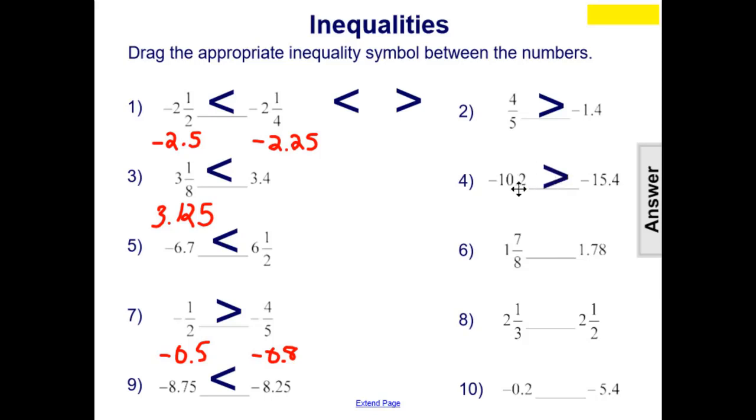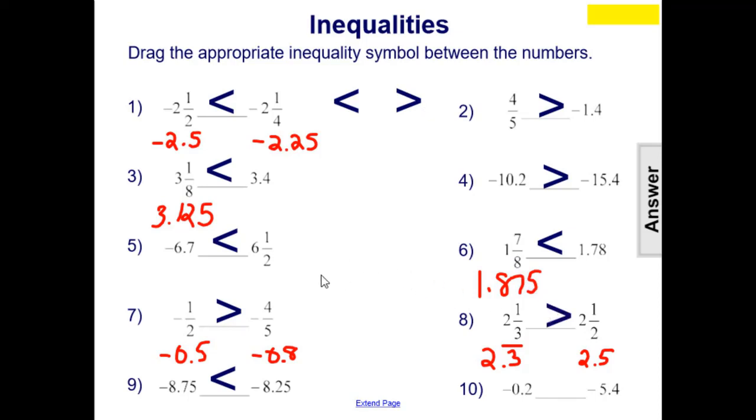7/8, 7 divided by 8. For 1 and 7/8 will give us 1.875, which is farther from 0 than 1.78, so it will be greater than 1.78. 2 1/3, 1/3 is 0.3 repeating, so 2.3 repeating. 2 1/2 is 2.5, so 2.5 is farther away from 0. So we will have that 2 1/3 is less than 2 1/2.